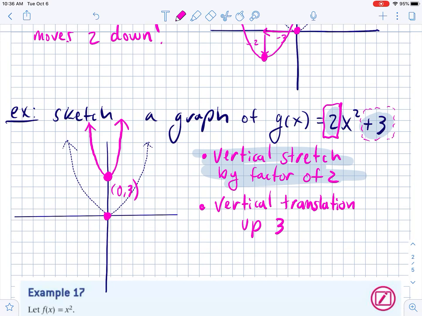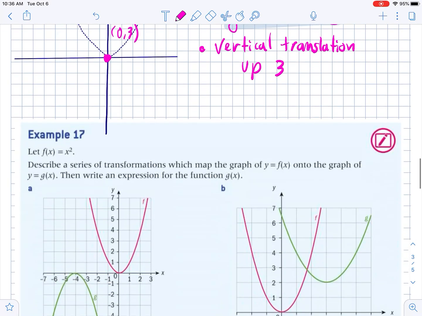Don't worry too much about actual coordinates and stuff like that. Just make it look like it got vertically stretched a little bit.